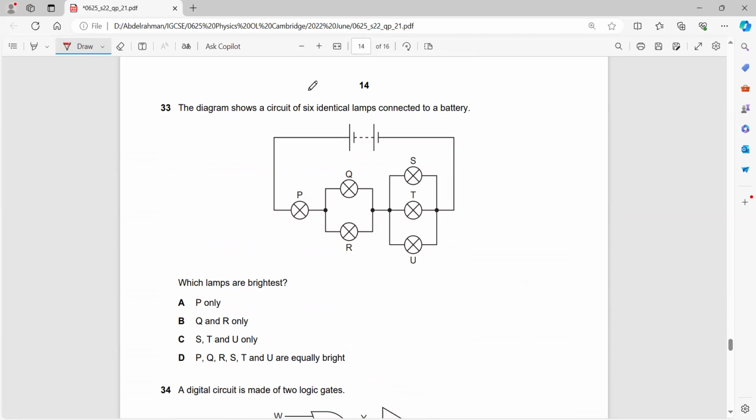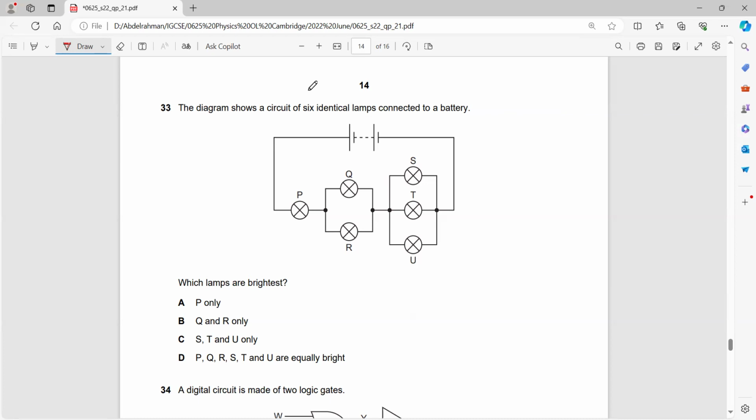I guess this is an easier question. Much easier question. Which lamp or lamps are the brightest? E. P.